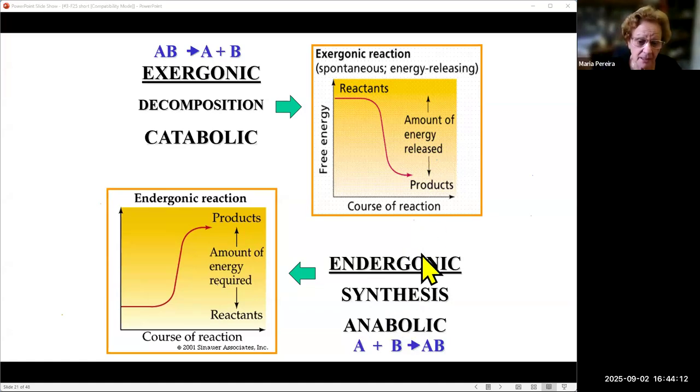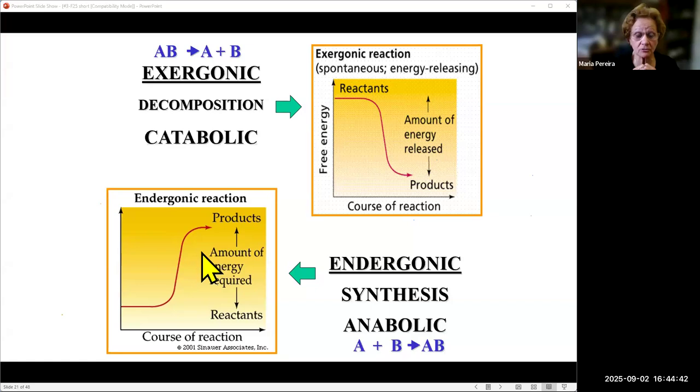Endergonic reactions need energy to occur. For example, if you have amino acids that come together to form proteins, and this occurs in the ribosome, you have amino acids that come together to form a covalent bond. To form a covalent bond, you need energy. That's an example of an endergonic reaction.